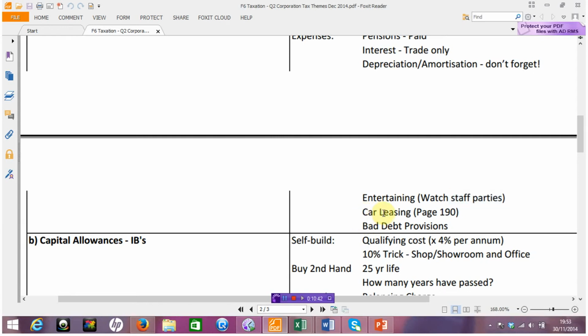Next one here can be a little bit tricky, and the reason that I've included this is obviously that in certain cases we'll have an add back, but also in one particular case, subject to the value of the car, we'll actually have an additional expense. Now I'll draw your attention to page 190 of the text. Have a quick look at that if you can in terms of car leasing. We're talking about the lease of cars, obviously not the ownership of cars. And what I've seen the examiner do from time to time is perhaps put in several different cars. One of them is owned, the other is leased. So just be careful.